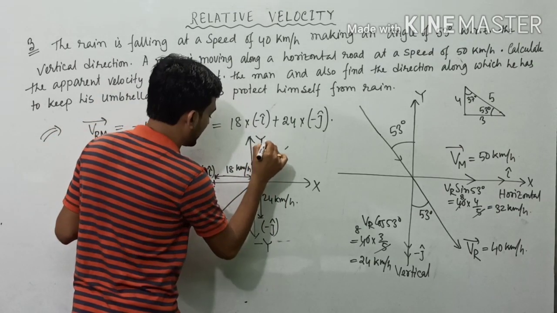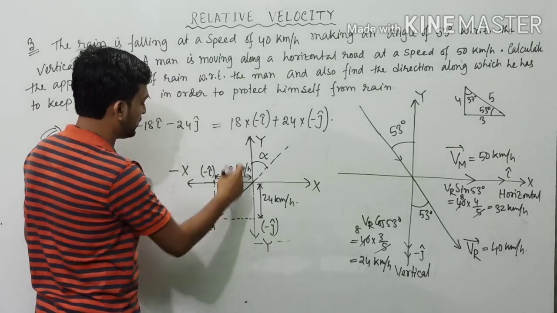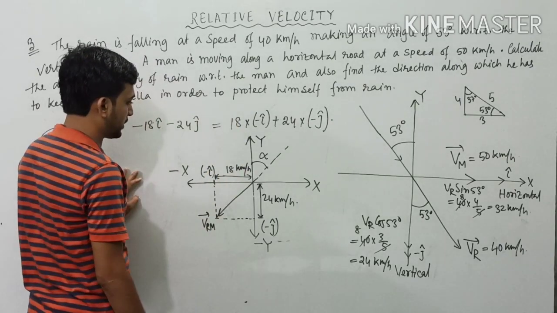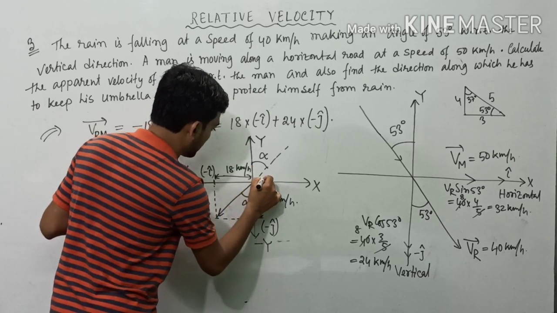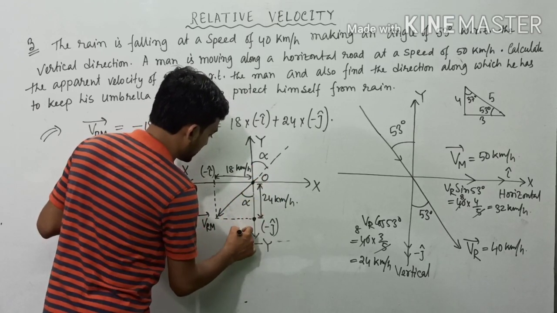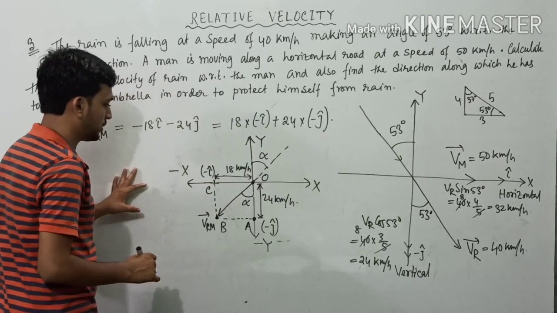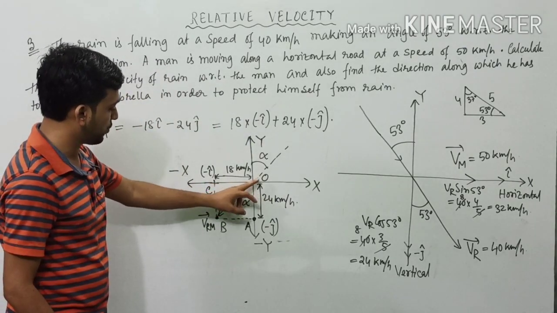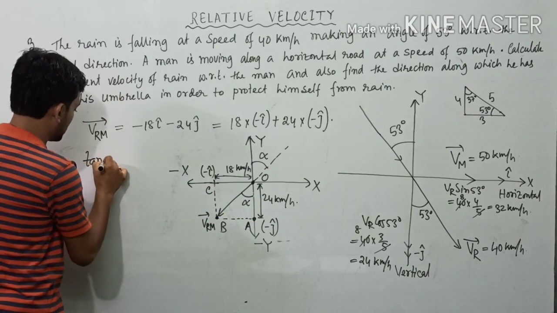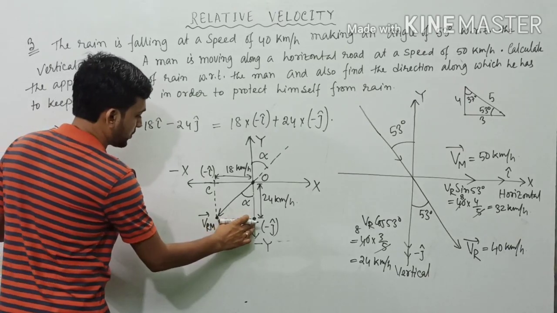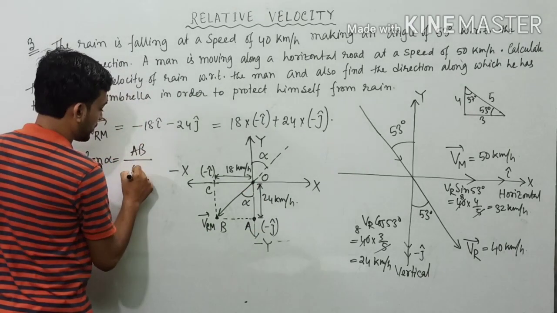Let alpha be the angle made by the apparent velocity of rain with respect to man with the vertical direction. So this one will be again alpha. We consider this point is O, this point is A, this one is B, and this point is C. So if we consider this triangle OAB, we can write tan alpha is equal to, this is perpendicular and this one is base, AB by OA.